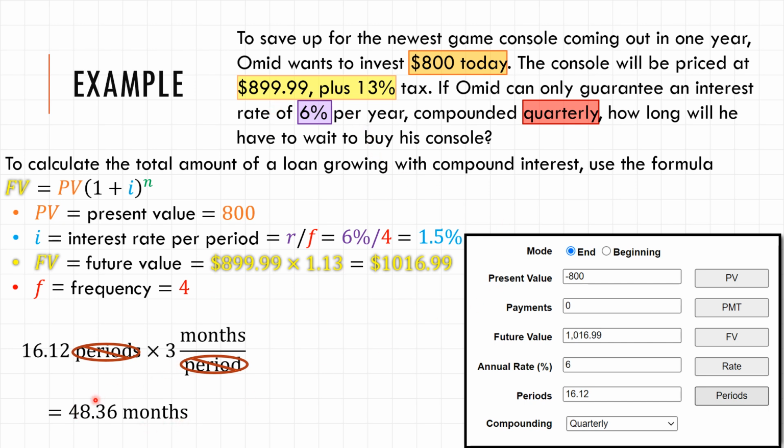He will have to wait 1 year for the console to come out, and then another 36 months, which is 3 years. 3 more years he will have to wait while all his friends get the newest console with the newest games, and he is just sitting there with his last generation console still playing until his investment grows to what it needs to be.